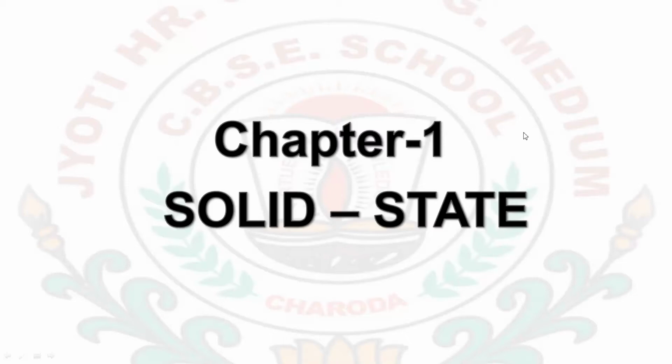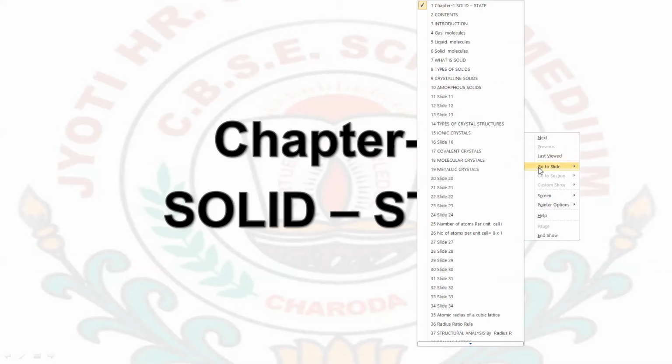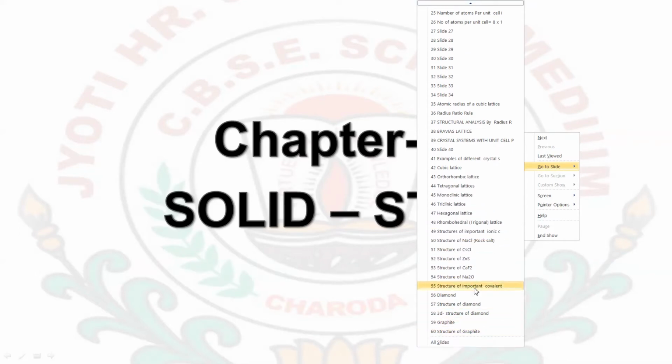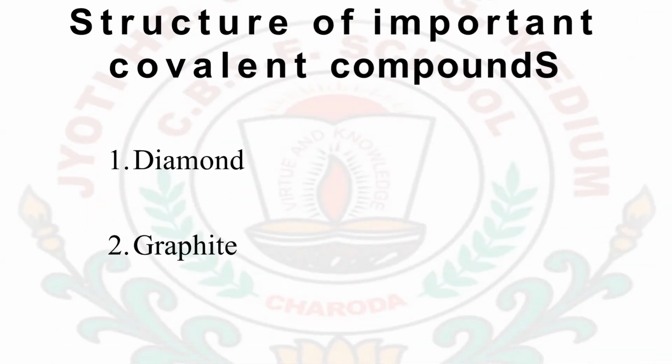Welcome back, students. Let's continue with the solid state. In the last class we studied the Bravais lattice and all the different Bravais lattices in our course. Okay, so 14 Bravais lattices we have studied there. Now let's move to the next part of our chapter, which is the structure of some important covalent compounds.